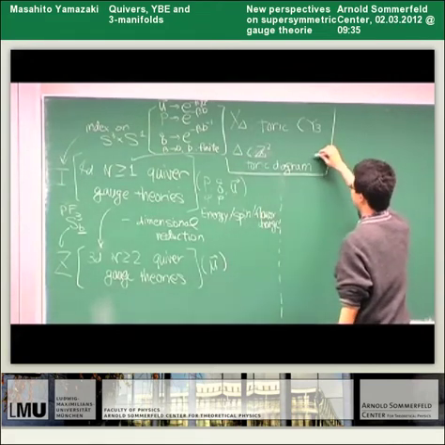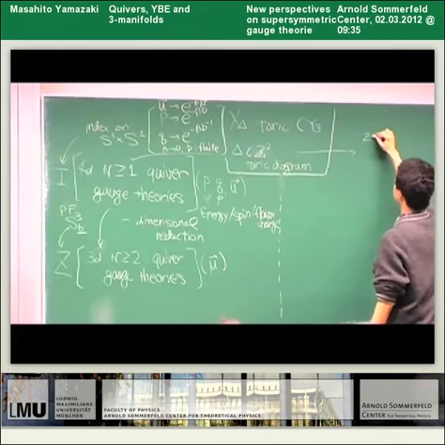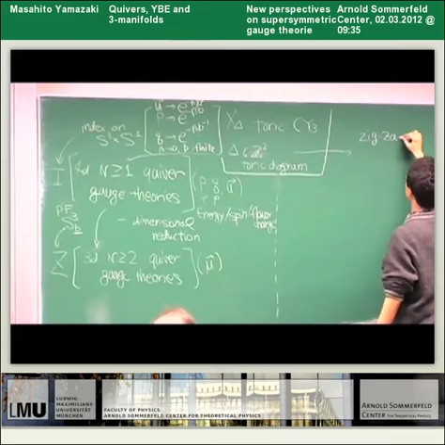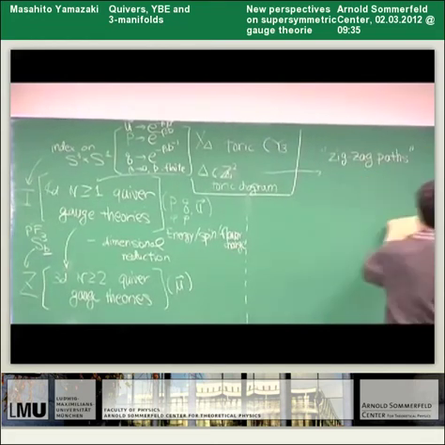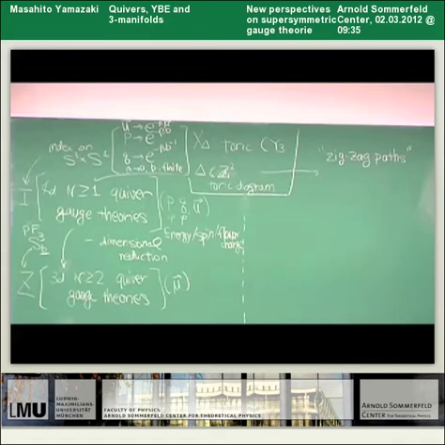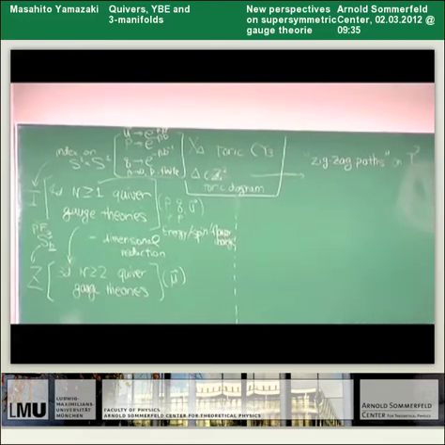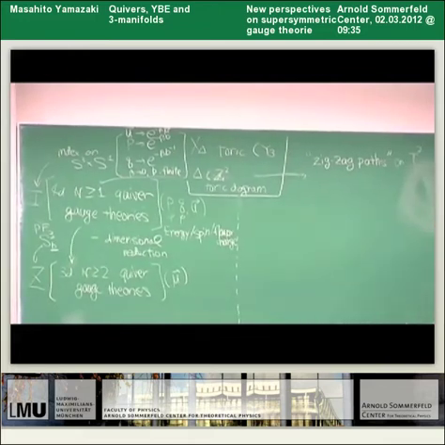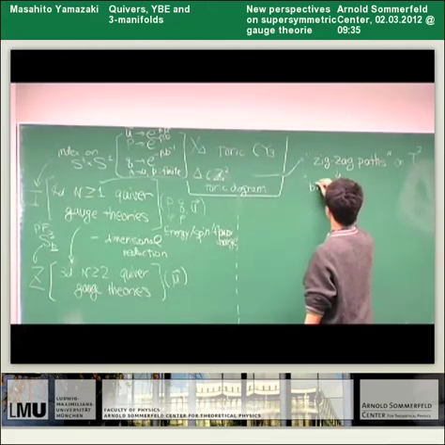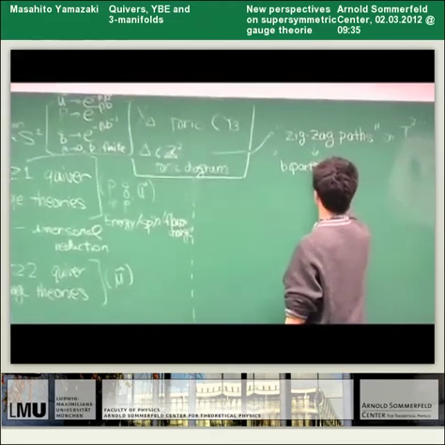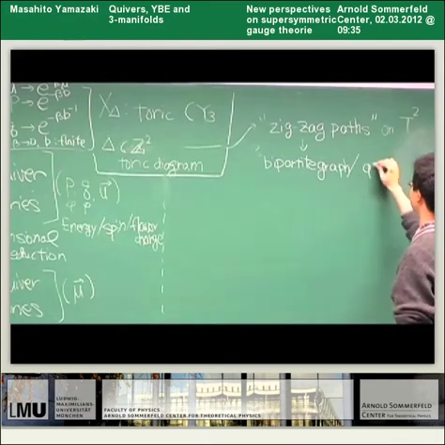What you do is that, suppose I'm given the toric diagram, then I can construct the so-called zigzag path. I will explain later what this means. But it is a certain configuration of paths on the 2-dimensional torus. And from there, you can write down some bipartite graphs, or its dual. The dual is the quiver diagram.